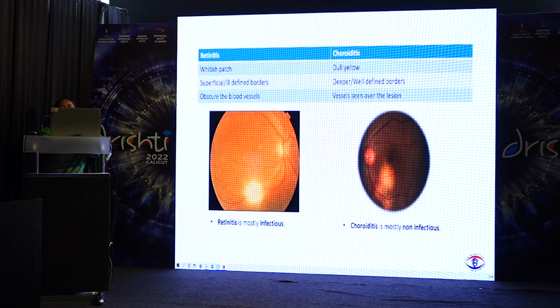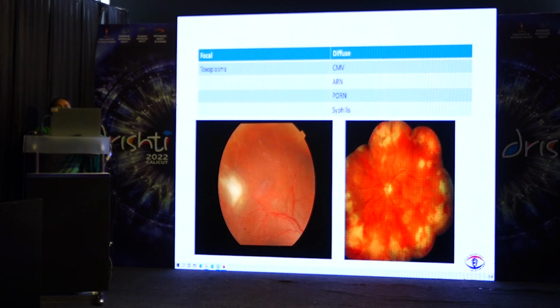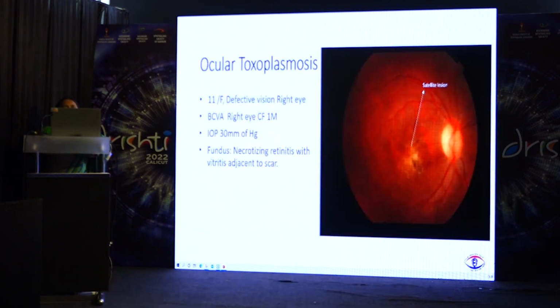A quick look at the difference between retinitis and choroiditis. Retinitis, as we all know, is a superficial lesion, hence it has ill-defined borders and it will obscure the blood vessels, whereas choroiditis has well-defined borders since it is a deeper lesion and you can see the vessels over the lesion. To generalize, retinitis is mostly infectious and choroiditis is mostly non-infectious. The focal cause of retinitis is commonly toxoplasma retinitis, whereas diffuse retinitis is caused by viruses and syphilis.